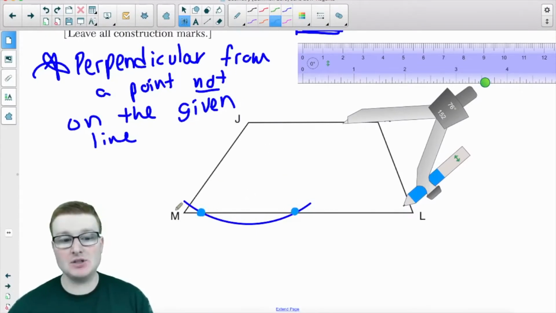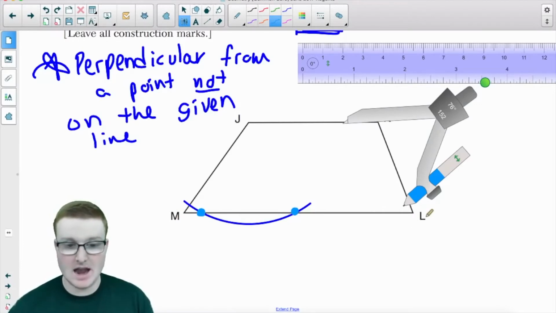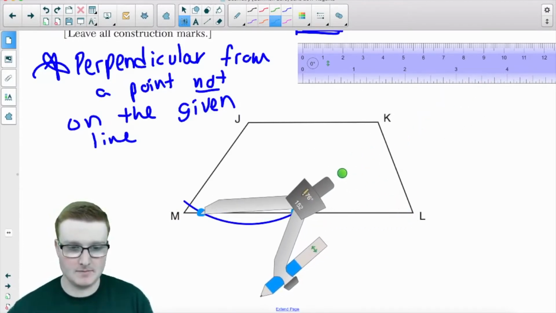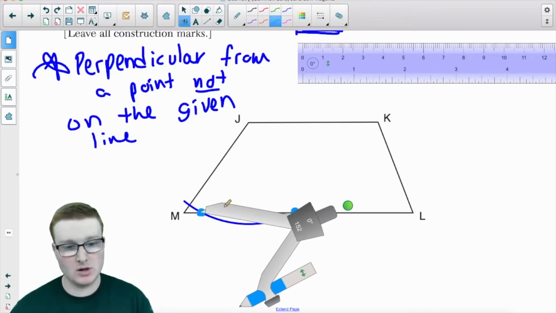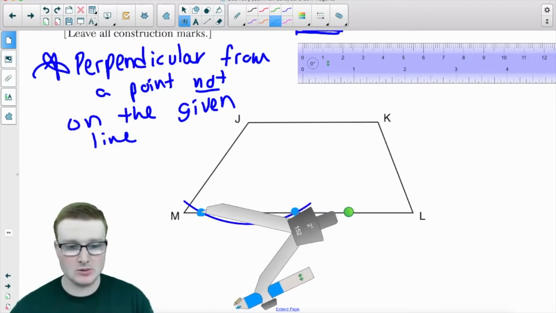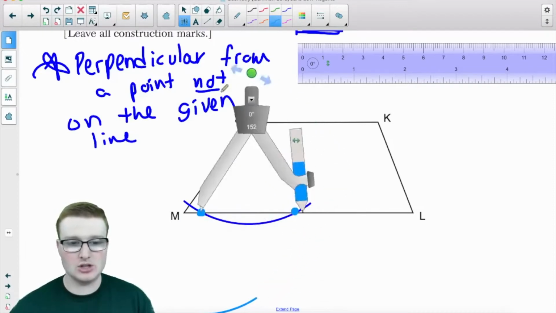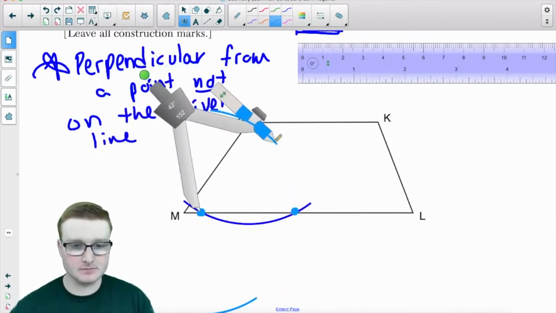If you expand your compass too far, you're going to miss. It might make an arc over there. You've got to go smaller. So now I'm not going to change my compass setting. I'm going to swing above and below using these 2 points on our line. So I'm going to place my compass point on this left point. I'm going to swing below, and I'm going to swing above.